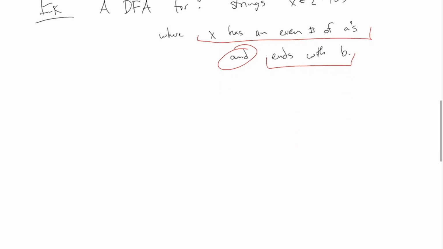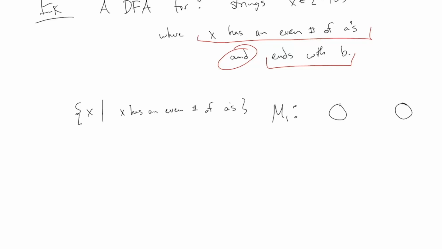So I'm going to think of the first one first. This would be the set of all x where x has an even number of a's. This one I can make a DFA for. I'll call this M1. We have done this example before. The a makes it go back and forth between two states, and the b just doesn't do anything as far as those two states go. That is to say, b just loops like that. And then the accepting state is the one on the left.